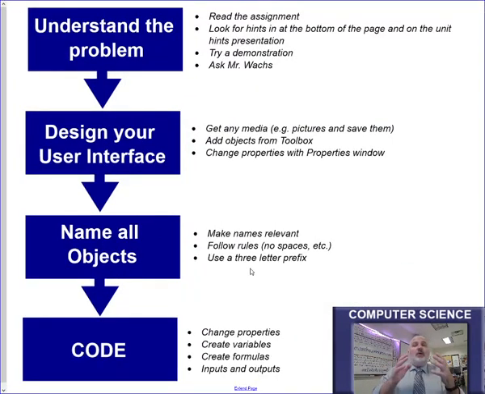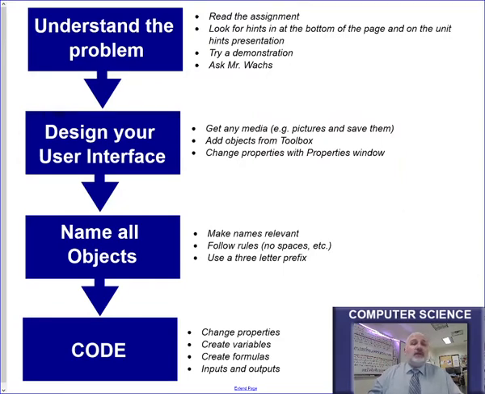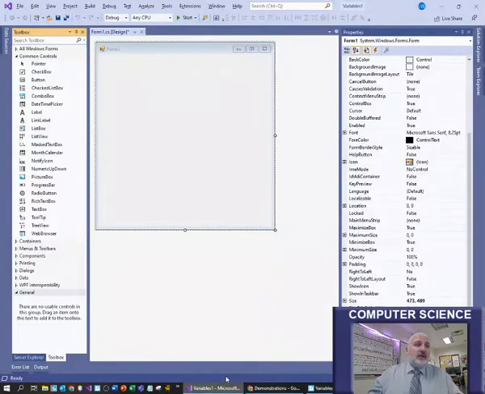Now we're going to design our user interface. When we design our user interface, if we have pictures or things we need off the internet, go get them, save them. Use objects from the toolbox and then change the properties of those objects with the properties window. Unit 2 should have got you used to doing this stuff. Let's do this for this one.